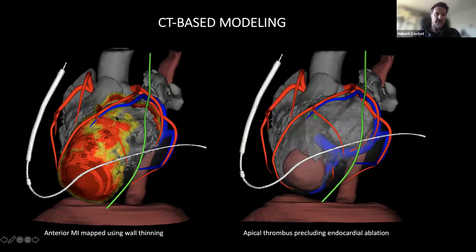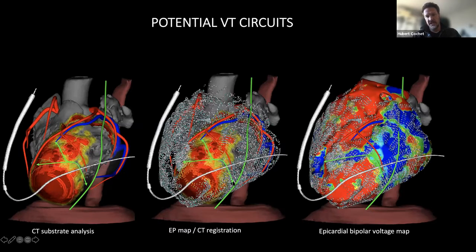For instance, this patient was a patient from Toulouse, from our good friend Philippe Maury. He had this very large anterior infarct that is mapped using wall thickness. And Philippe could not enter his LV to ablate his VT because there was this very large clot on the LV apex. So what he did is an epicardial procedure using high density mapping. During sinus rhythm, he could not map the VT.